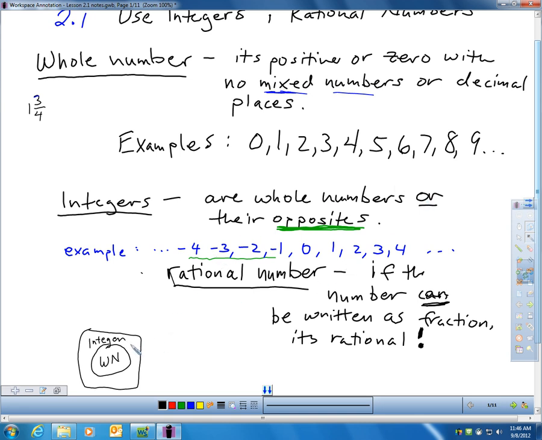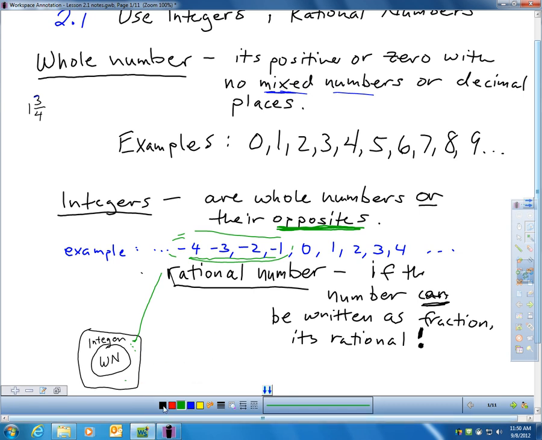Integers, there are some integers that aren't whole numbers, like right here. Okay, numbers like -4, -3, -2, -1, those aren't whole numbers. Those would be the numbers right here that are not in the whole number circle, but they're integers. They're in this part.